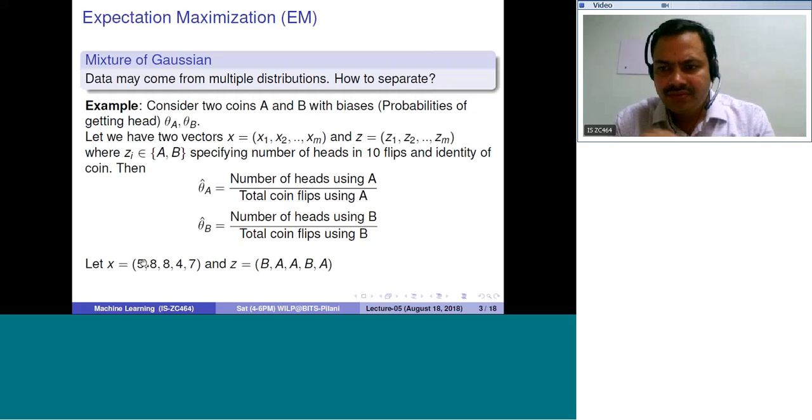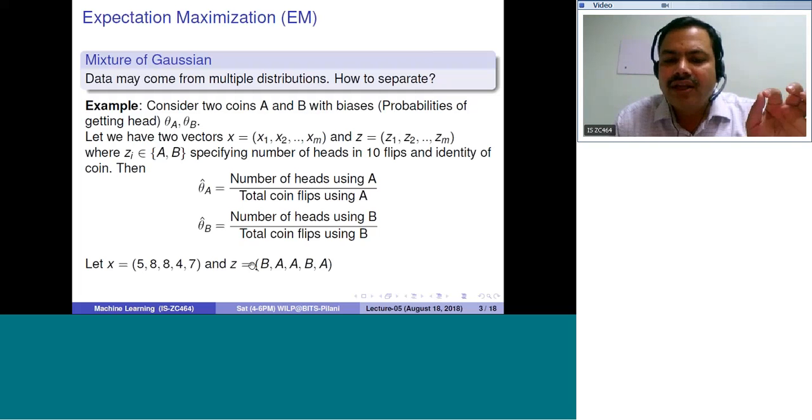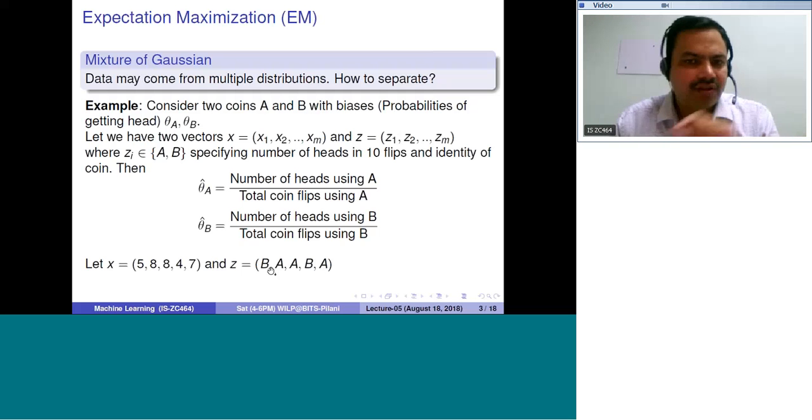Is it an interesting problem? If I give you only this data, and I don't tell you in which flip which particular coin was used, this is the problem with me.